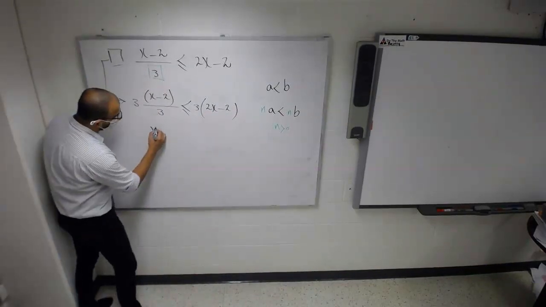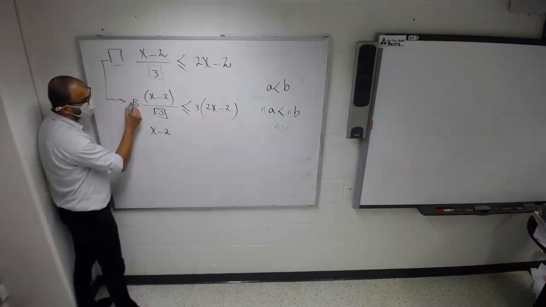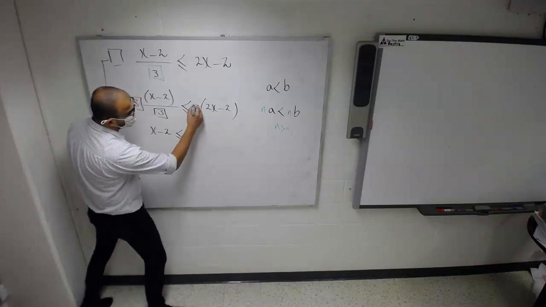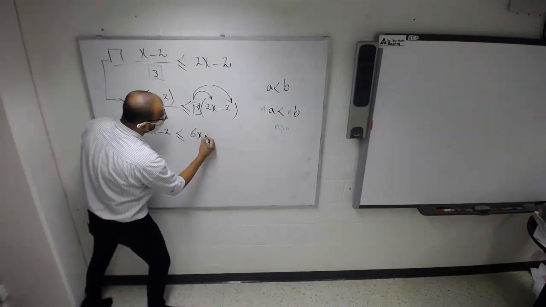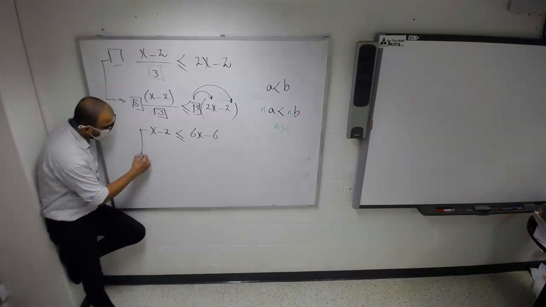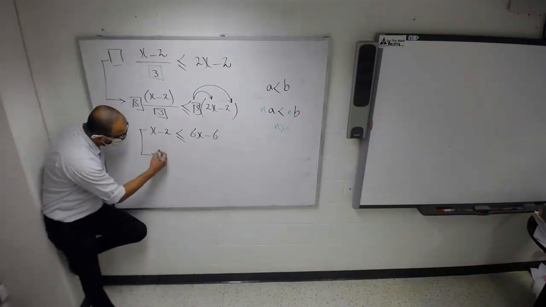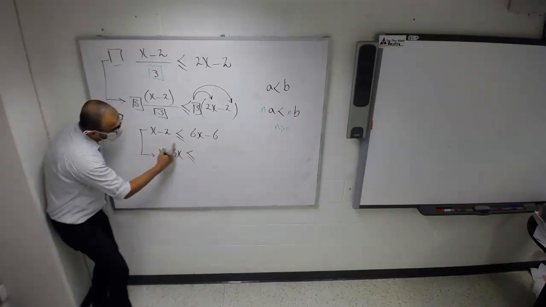Then what does it get? It becomes x minus 2. 3 here and 3 here, they cancel out. I still keep the same thing. I take 3 inside, and it becomes 6x minus 6. I take every x to the left, which means I have x minus 6x less than minus 6.